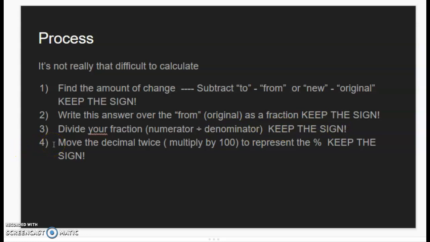And lastly, you're going to make it a percent. So you're going to move the decimal twice, or just multiply your answer by 100. For the purposes that we look for, we're always going to use a 3 decimal place decimal. And then what you're going to do is keep the sign, because again, that's going to tell you whether you have an increase or a decrease.